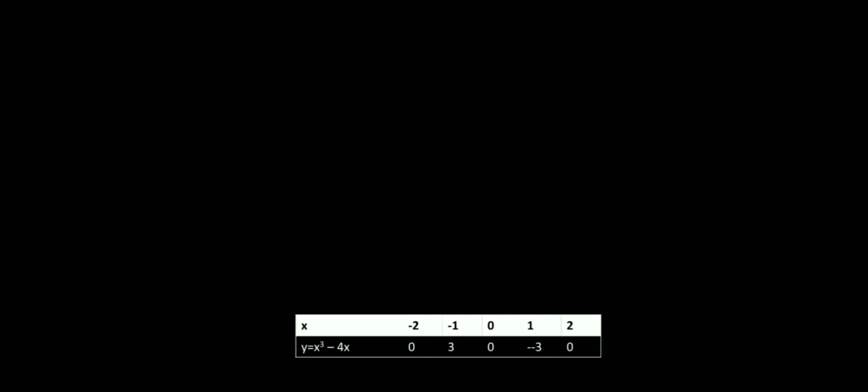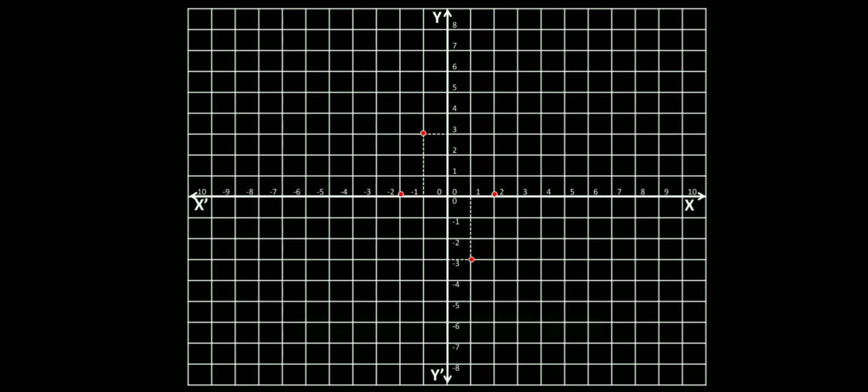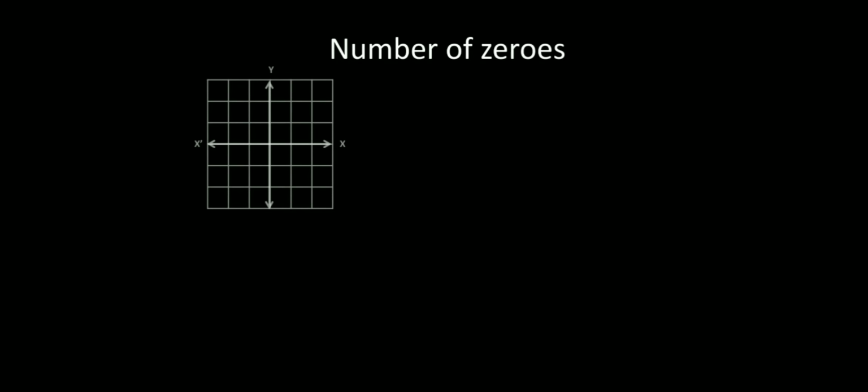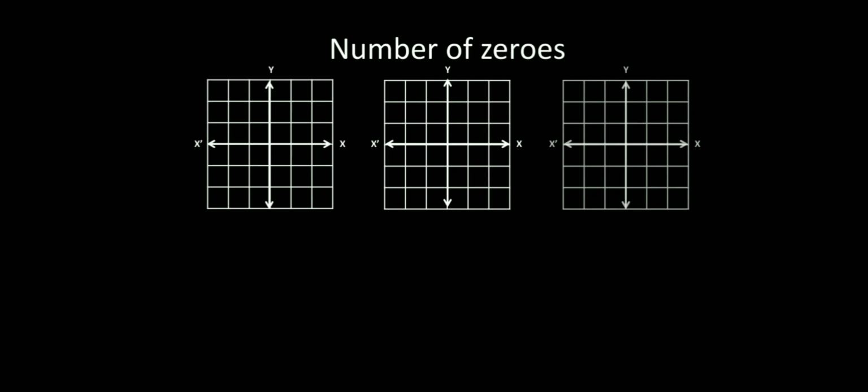Okay, so minus 2 comma 0 will be somewhere here, minus 1 comma 3, you can see the red dot. Let us join all the points and you will get the graph something like this. Moving further, the number of zeros when we take different kinds of polynomials.